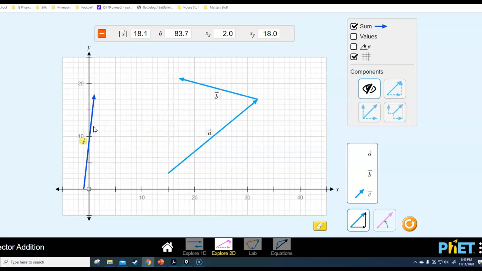And again, this is done in situations where you don't really care about calculations or anything quantitative. You really just want to do a quick estimate of which way the resultant is going to be pointing.